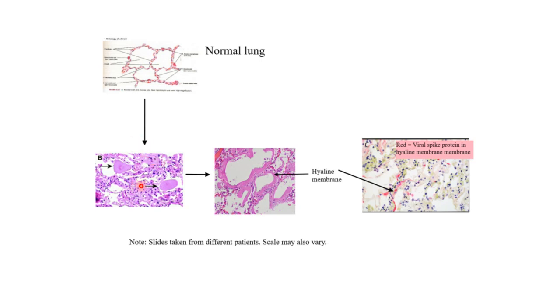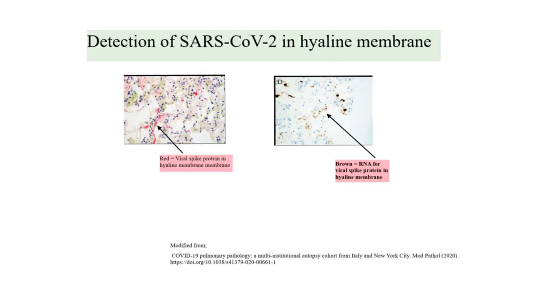certain pathological changes taking place, hyaline membranes form. These hyaline membranes contain virus particles. So here we are clearly showing hyaline membranes with SARS-CoV-2 antigen, hyaline membranes with RNA, viral RNA.